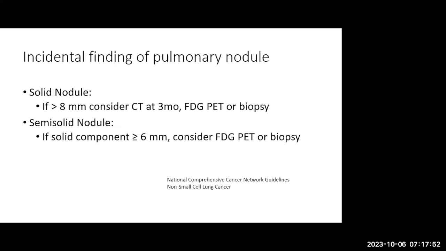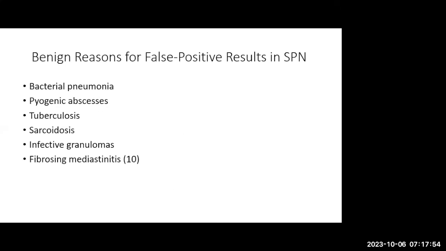When talking about a solitary pulmonary nodule, as I mentioned, there is a false positive rate, right? For a single pulmonary nodule, basically what it means is showing uptake when the nodule is benign. The reasons for that: anything that is inflamed or infected can show FDG uptake.